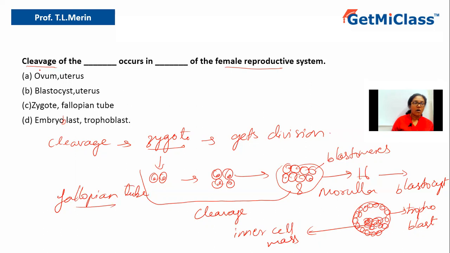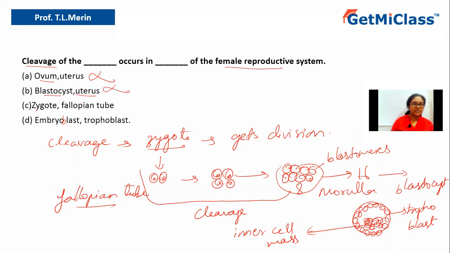So let us see. Option A says ovum and uterus. The ovum does not undergo cleavage, because it is the zygote which undergoes cleavage. So it is ruled out. Option B says blastocyst, uterus. The blastocyst happens after the cleavage stage, not before that. After this there is implantation of this blastocyst stage of the embryo into the uterus, and hence we can't say that cleavage occurs in the blastocyst. Hence it is ruled out.